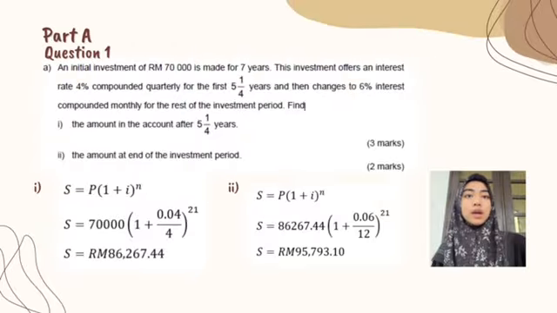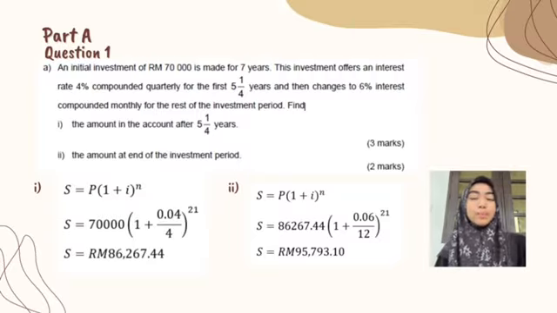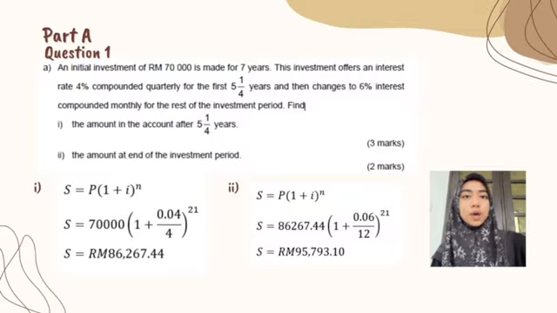Find the amount in the account after 5 and 1/4 years. So we just use the compound interest formula, S = P(1 + i)^n, and fill in the formula with the amounts given. S = 70,000 ringgit (1 + 0.04/4)^21. So S, we got 89,267.44.